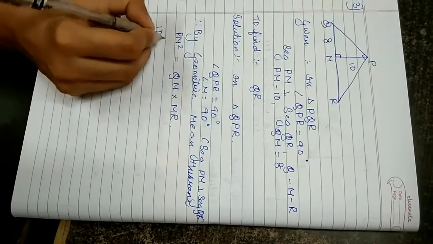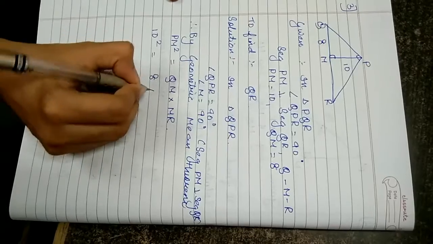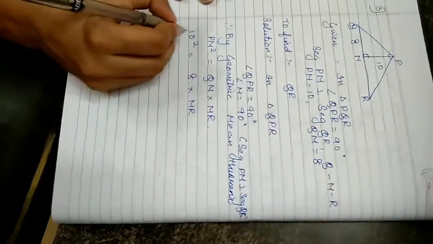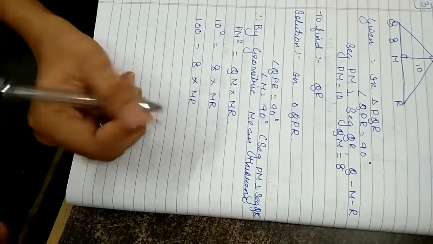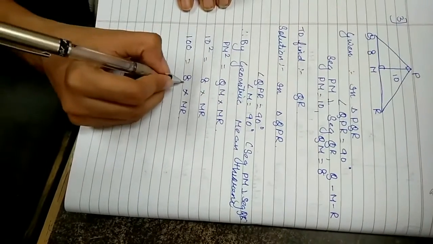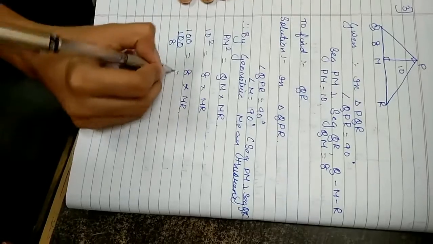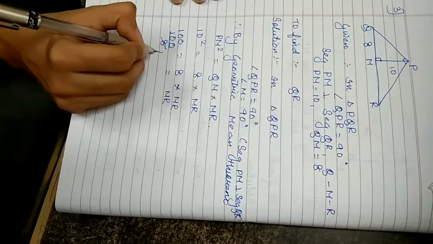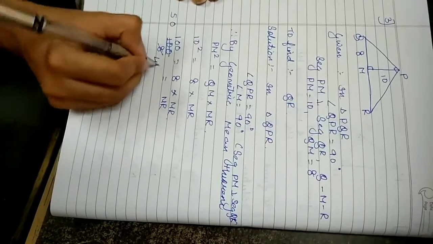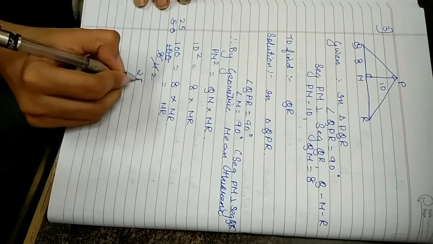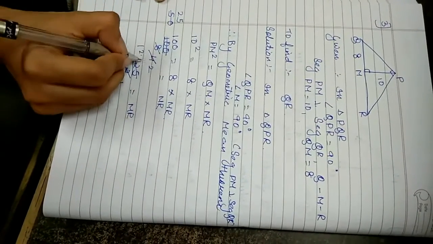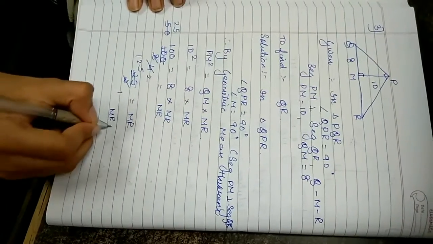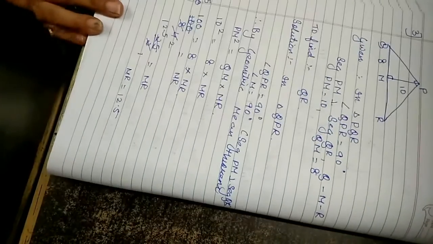Now the value of PM is equal to 10, QM is 8, MR we don't know, so we'll find MR. 10 squared, which is 100, is equal to 8 into MR. Now multiplication will get converted into division, 100 divided by 8 is equal to MR. 2 fours are 8, 2 fives are 10, so MR is equal to 12.5. Now we have to find QR.